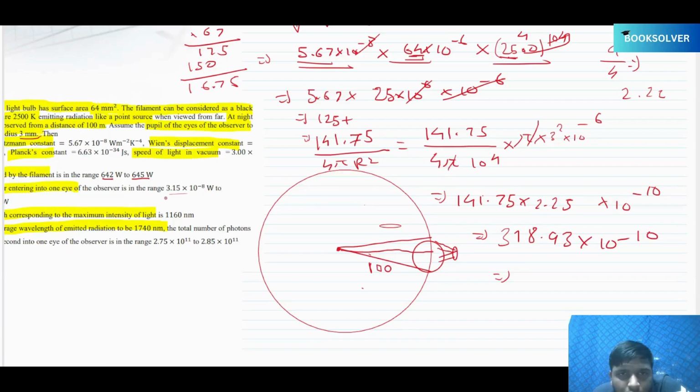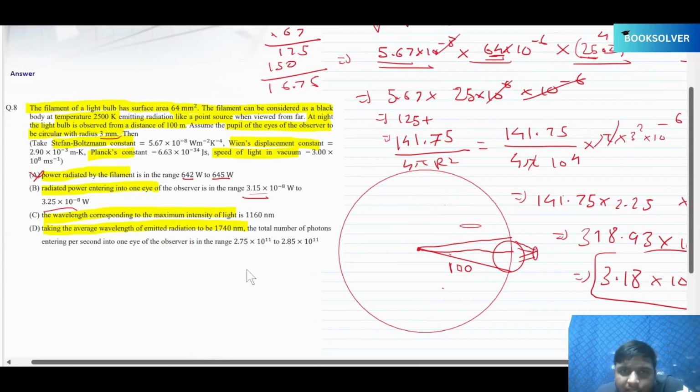Now if we want to match with our option format, it will be somewhere around 3.18 into 10 power minus 8. So is it matching our option range? Let's see. Yes, absolutely. It is between 3.15 and 3.25. So we can mark our option B as correct.